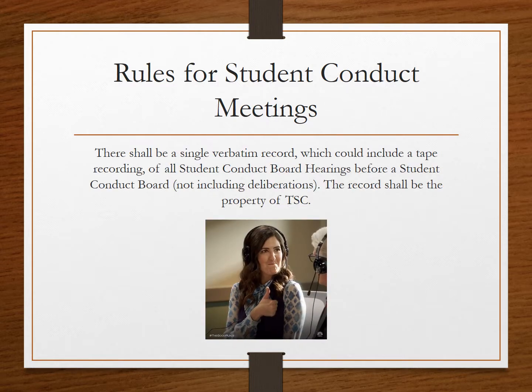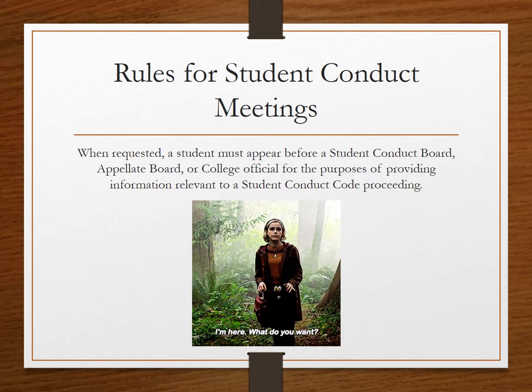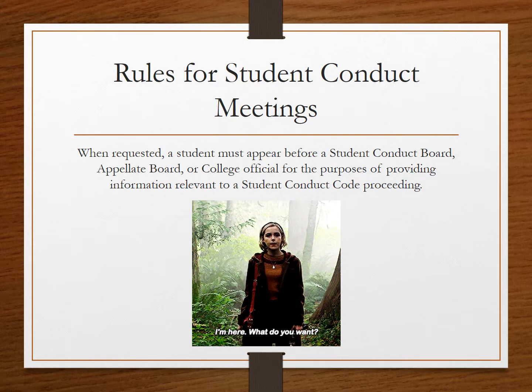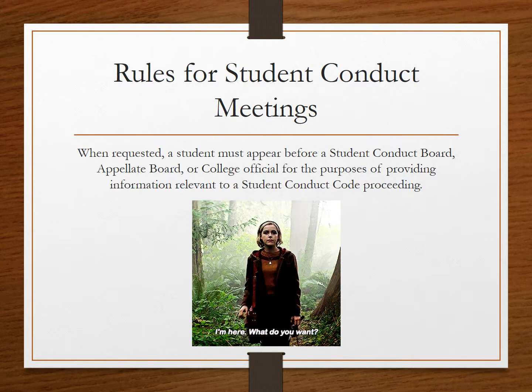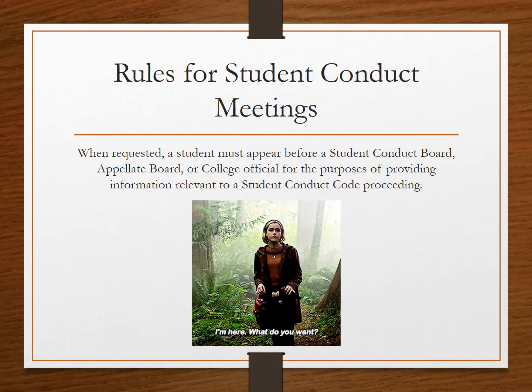All student conduct meetings, including both hearings and mediations, have a single verbatim record, which is usually in the form of a tape recording of the meeting. This record remains on file and is property of the SAGE colleges. When requested, a student must appear before a student conduct board, appellate board, or college official for the purposes of providing relevant information to a student conduct code proceeding. This includes both the responding party and any witnesses called.